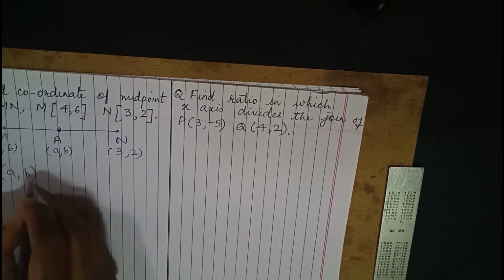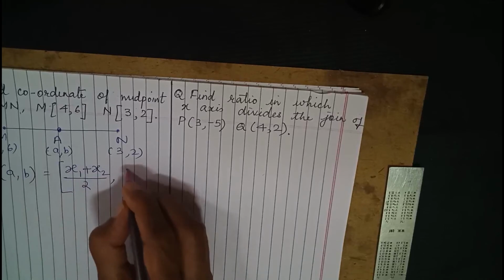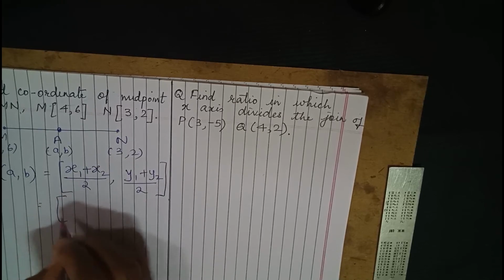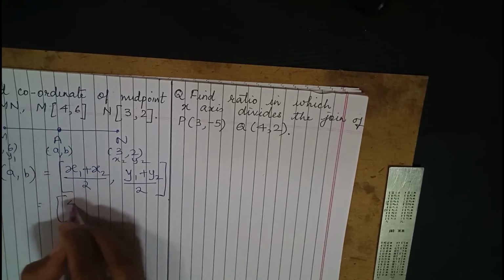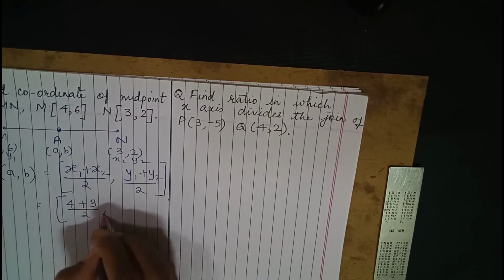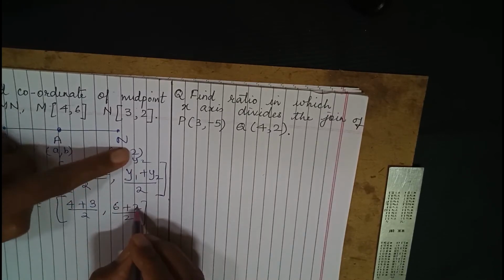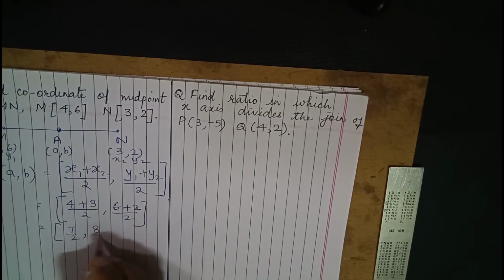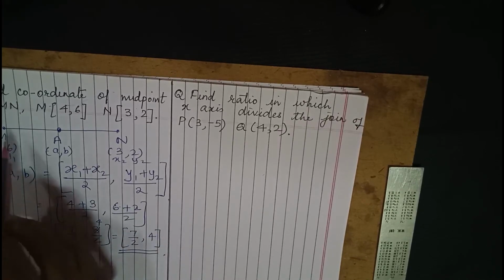So according to the midpoint formula, we know the formula to be (x1 + x2) upon 2 and (y1 + y2) upon 2. So let's just substitute the values. My first point is x1, y1 and the second point is x2, y2. So (4 + 3) upon 2 and (6 + 2) upon 2. Why 6? Because it is y1, and 2 because it is y2. So 4 plus 3 is 7, 7 upon 2, 6 plus 2 is 8 upon 2. So now this gets cancelled and what we get is 7 upon 2, 4. So this becomes the coordinates of the midpoint of the segment MN.